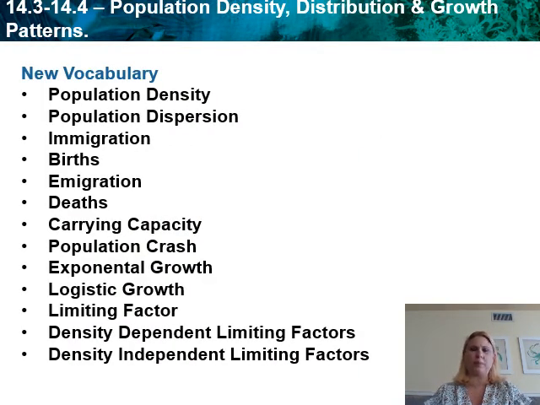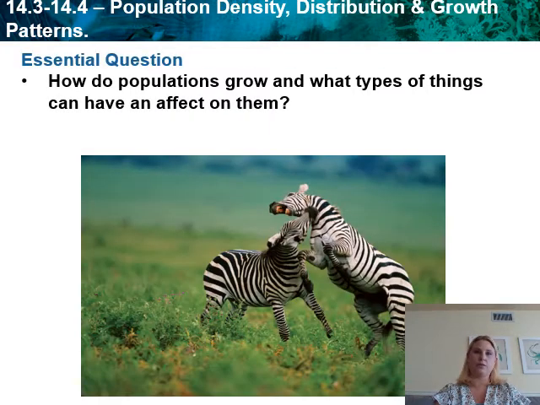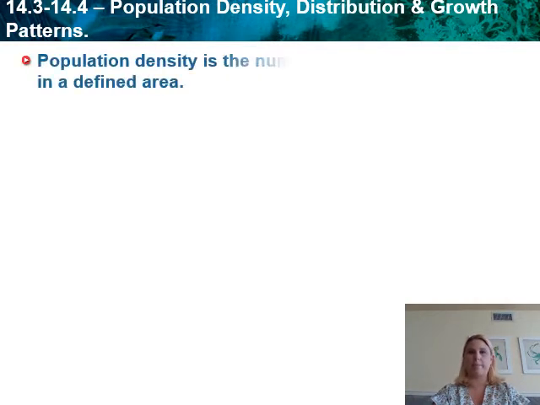Our vocabulary, we've got population density, population dispersion, immigration, births, emigration, deaths, carrying capacity, population crash, exponential growth, logistic growth, limiting factor, density dependent limiting factors, and density independent limiting factors. Our essential question is just how do populations grow and what types of things can have an effect on them?